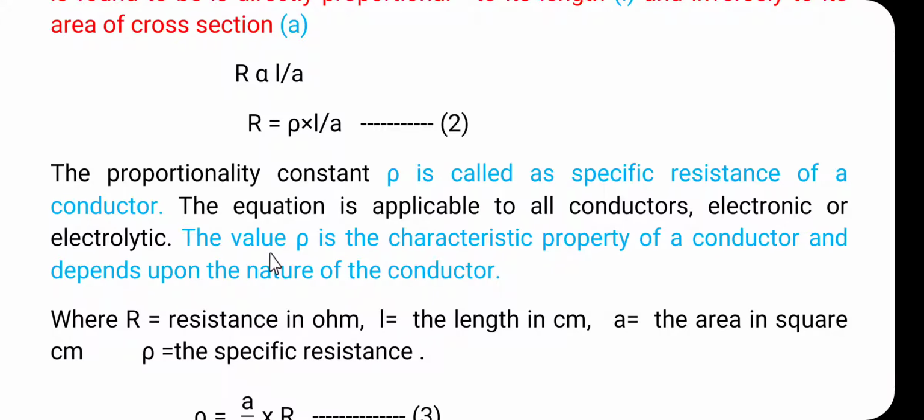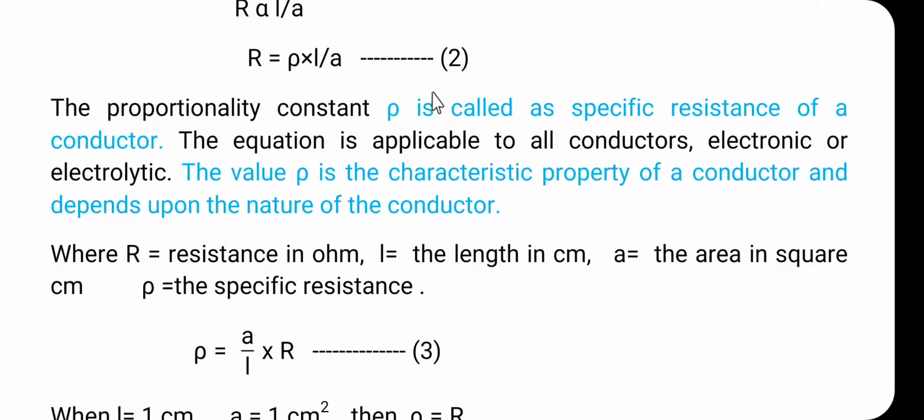What is important here? The value of rho is the characteristic property of the conductor and it depends on the nature of the conductor. R is the resistance, generally expressed in ohm. L is the length of the conductor, expressed in centimeter. A is the cross sectional area, expressed in centimeter square. And rho is the specific resistance.